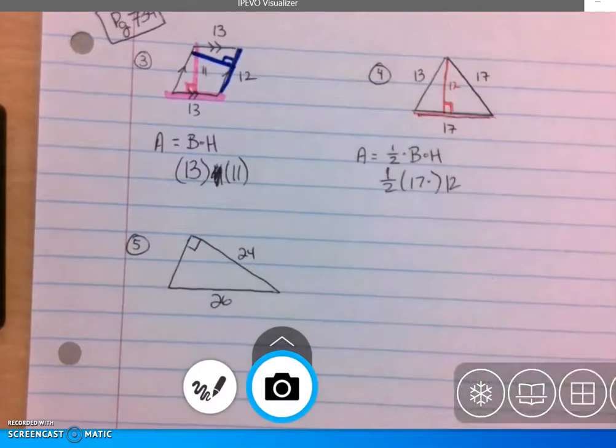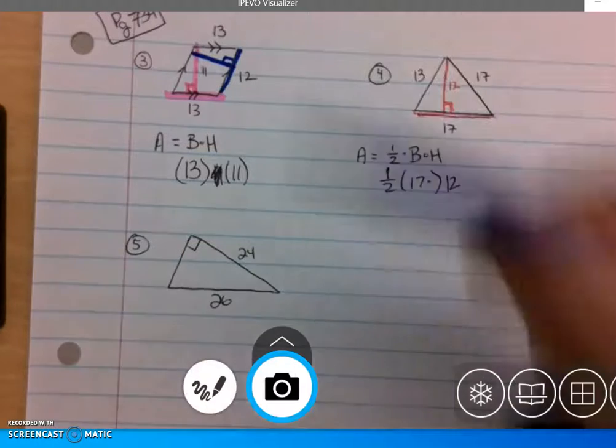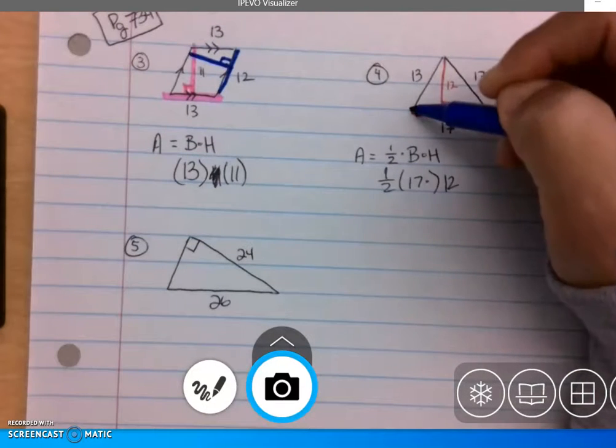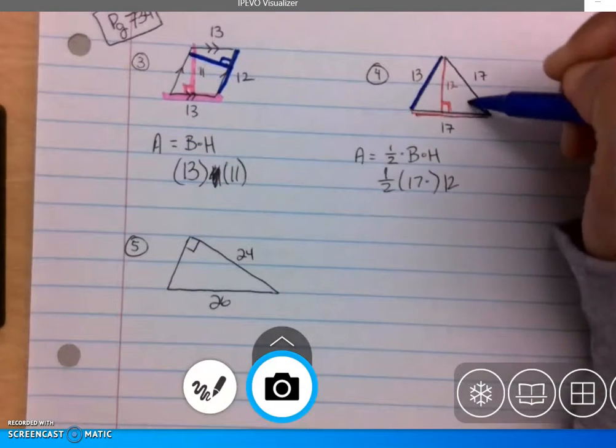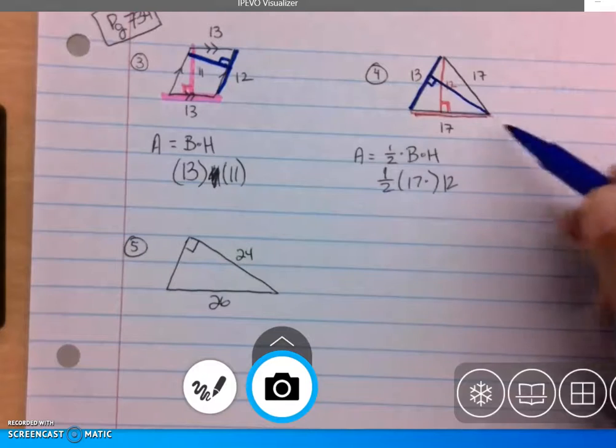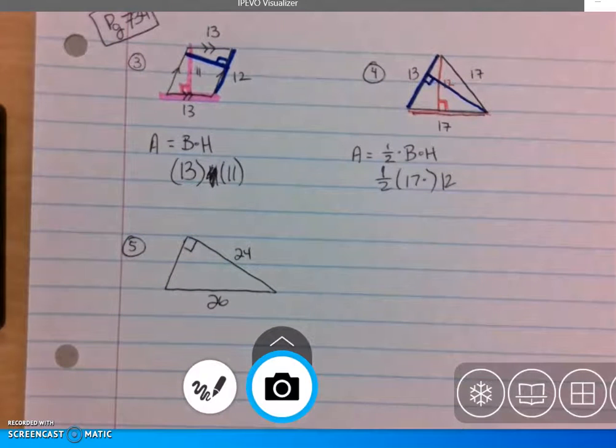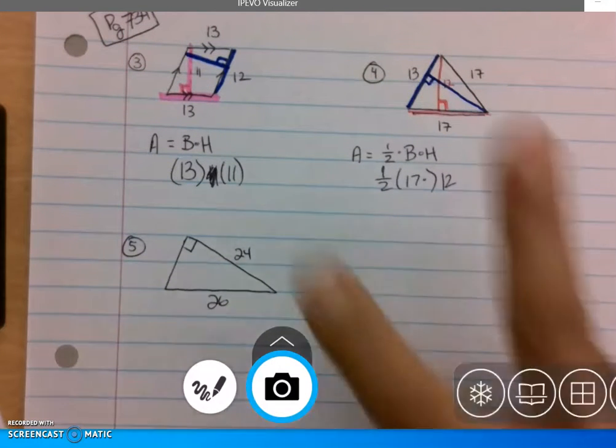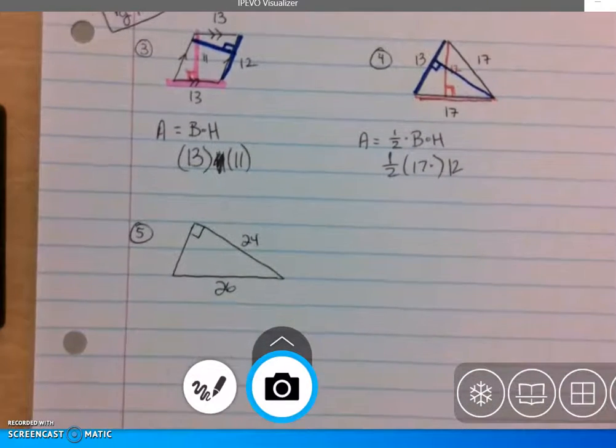All right. What about the 13? Well, that could be the base. This 13 could be the base if you saw this blue height. But they don't give you this blue height, so we're not using the number 13. Okay, don't always just go side times side. Know which 2 numbers are being multiplied.